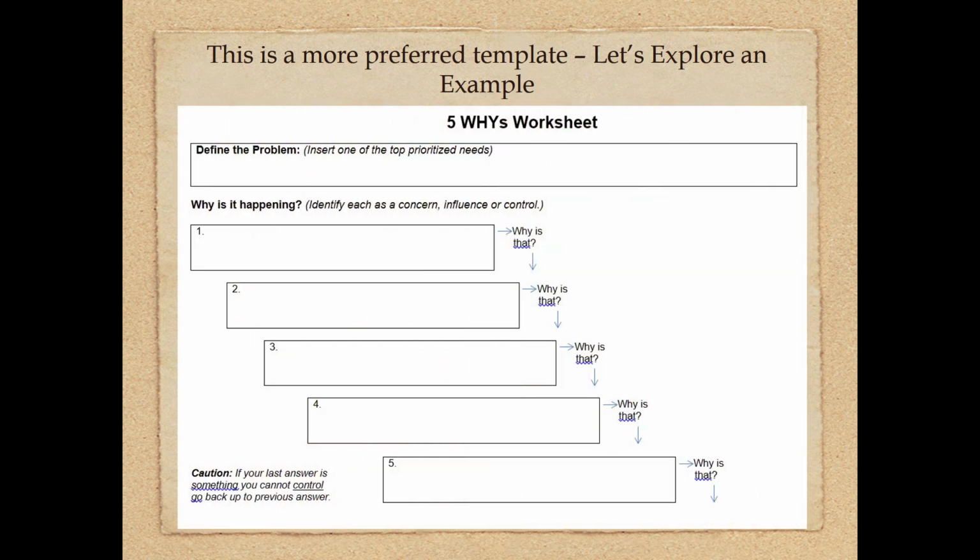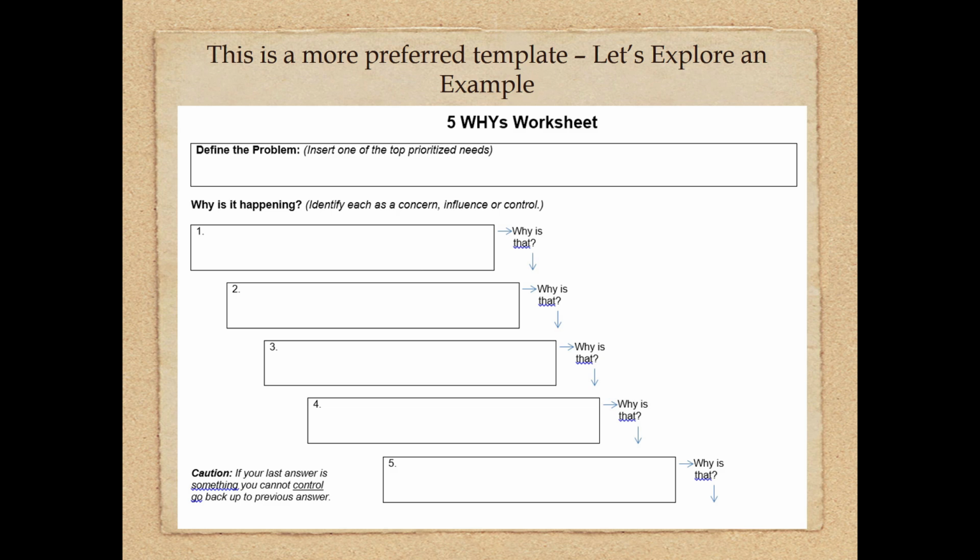It's a 5 Whys worksheet, starting with define the problem, why is it happening, why is that happening, and so on. And you don't have to stop at 5. You go as far as you can until you get to the final answer. Now, the big thing is you should be able to go backwards and go upward to follow the same chart.